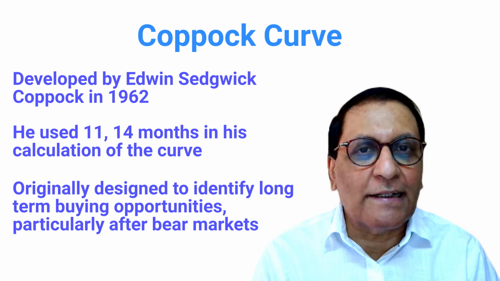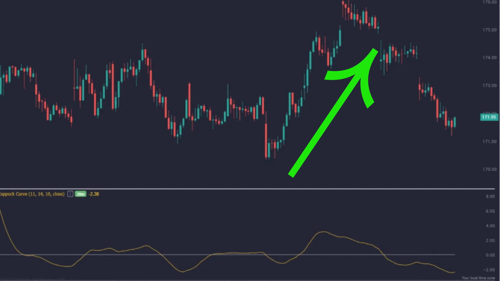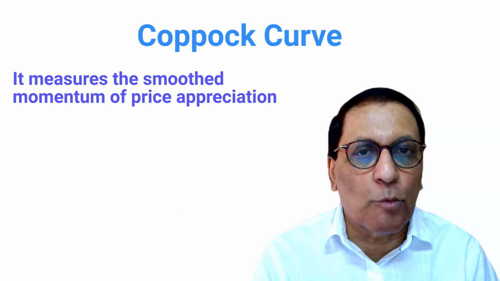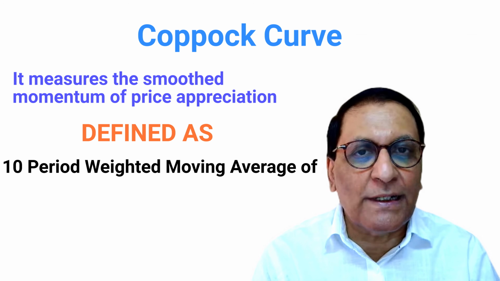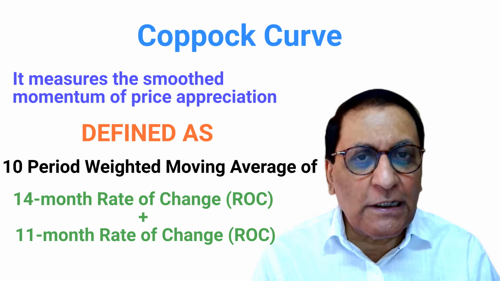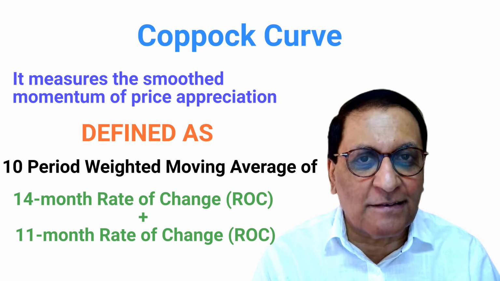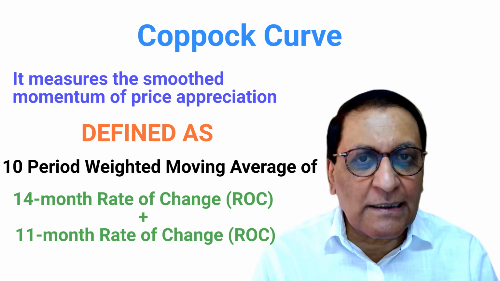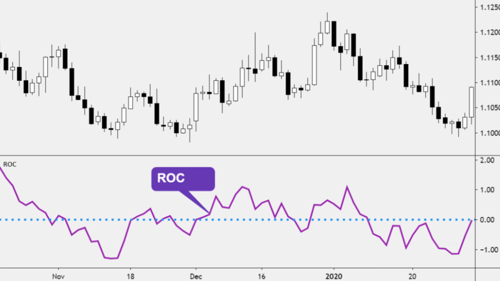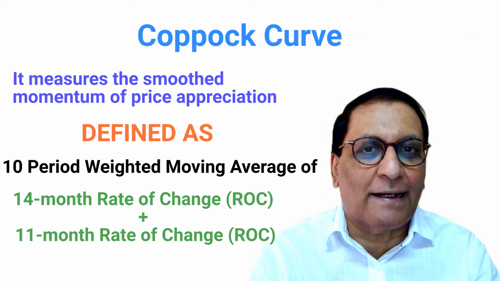Originally designed to identify long term buying opportunities, particularly after bear markets, it measures the smoothed momentum of price appreciation and is defined as the 10 period weighted moving average of the 14-month ROC of price plus the 11-month ROC of price. The ROC captures the price momentum over time, and the weighted moving average smooths it for clarity.